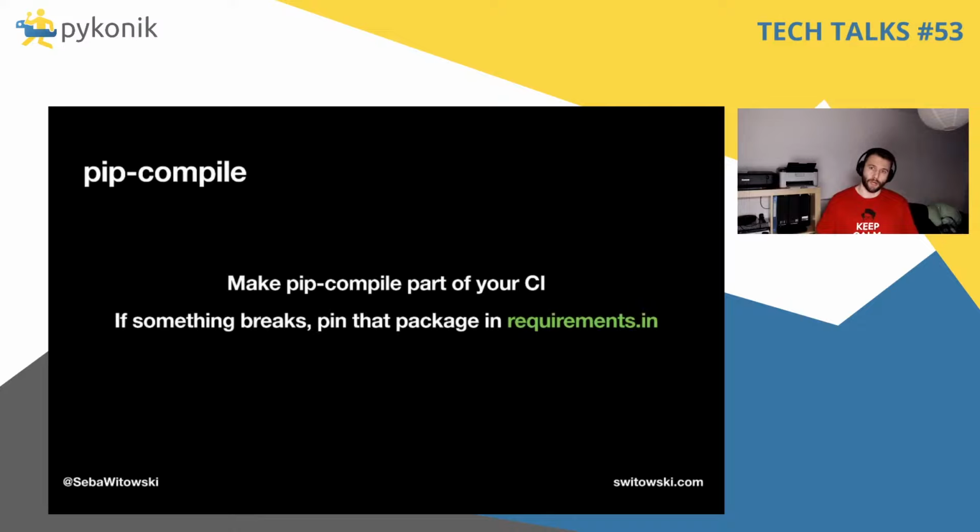And if something breaks, let's say the latest version of Django has a bug, you can go back to the requirements.in file and pin the Django version. That way, you won't use the latest version until you notice that this bug was fixed. This probably won't happen often, especially for popular packages like Django, but smaller Python packages can sometimes have bugs in the latest version, so keep that in mind.